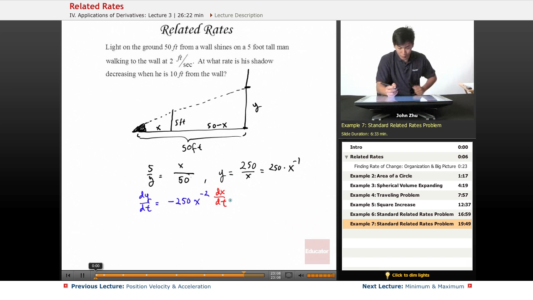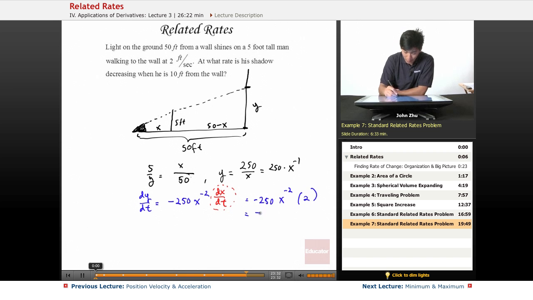Well, let's go ahead and plug in dx dt because we know that the man is walking to the wall at 2 feet per second. So x is changing at a rate of 2 feet per second, which is dx dt. So this expression becomes negative 250 times x to the negative 2 times 2, which equals negative 500 over x squared. So now we have this expression for dy dt and x squared, and we're looking for the rate at which his shadow is decreasing. So we're looking for dy dt. This is what we're looking for. So all we need is to find x.